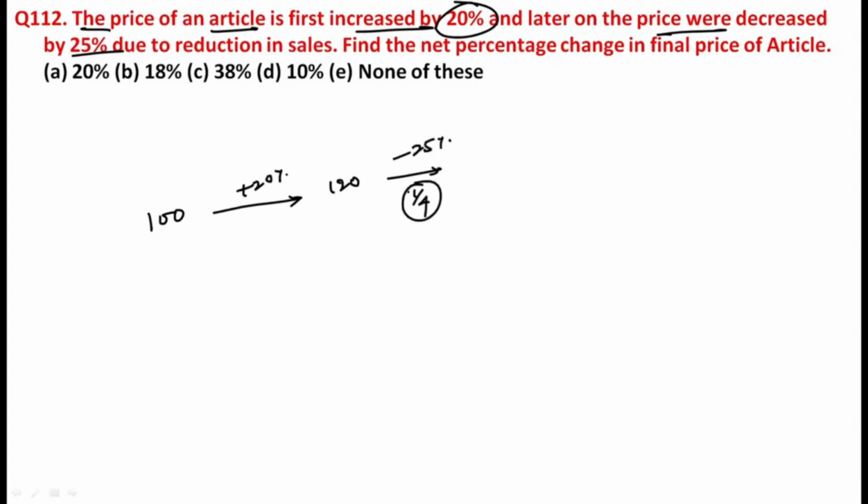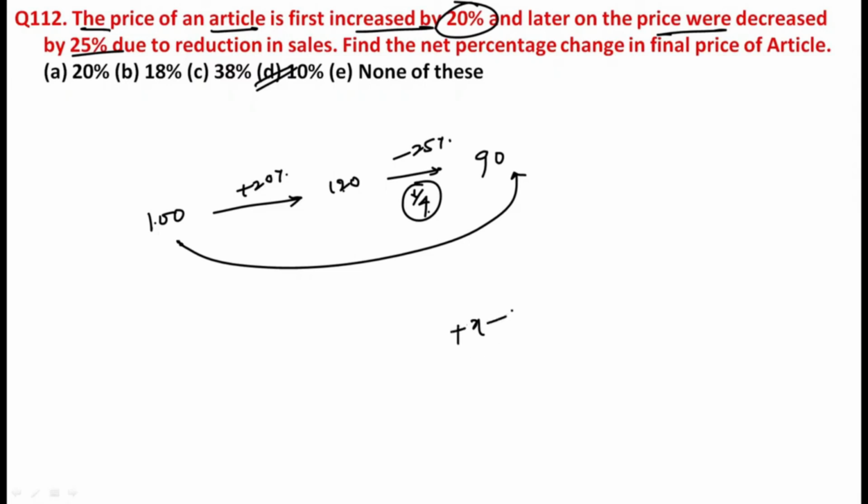The price of an article is first increased by 20%. Later on the price decreases by 25% due to reduction in sales. Find the net percentage. You just take an initial quantity of 100. Now it increases by 20%, so it becomes 120. Now it reduces by 25%, which means it reduces by one fourth. One fourth of 120 is a reduction of 30, so it becomes 90. Now guys, the net change means they lost how much value? It's 100 becoming 90, a loss of 10%.